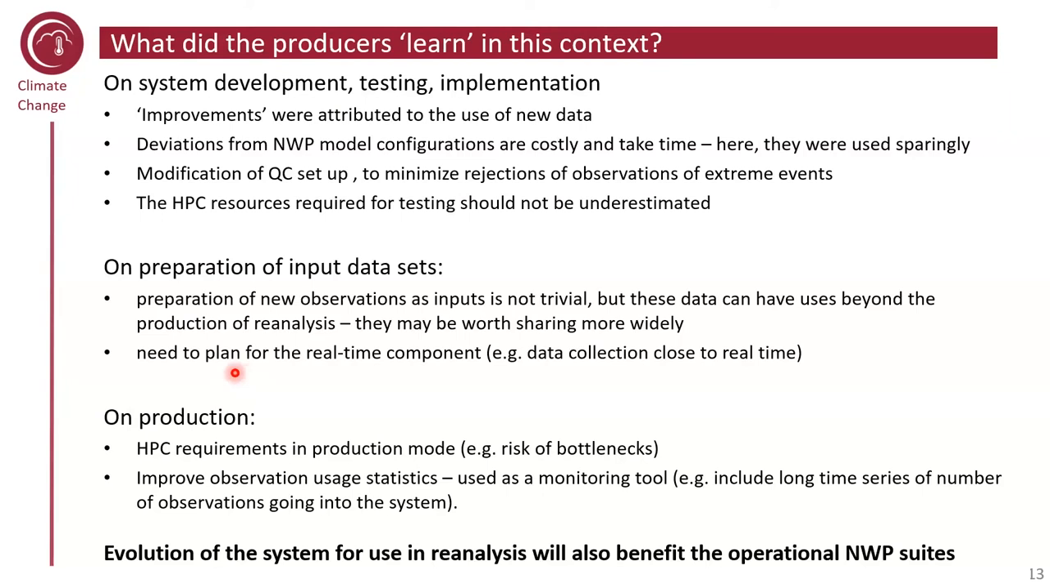Finally, on production, they concluded that the HPC requirements in production mode are significant, not least because there are risks of bottlenecks. They run things in parallel streams. The logistics of running the code and deploying the code and handling the data, even on the ECMWF HPC where these products are run, were a problem at times. And they also decided that the monitoring tools they use could be improved. But all in all, the conclusion was that the evolution of the system for use in reanalysis was a good thing because it would also benefit their NWP suite.